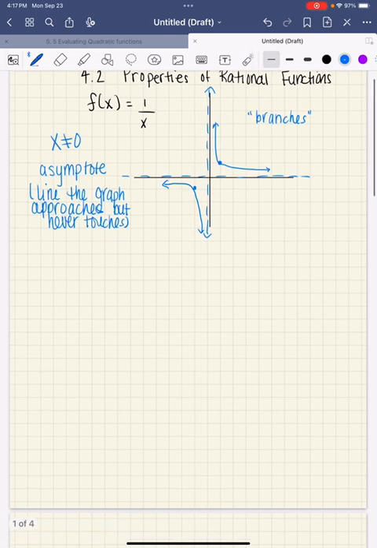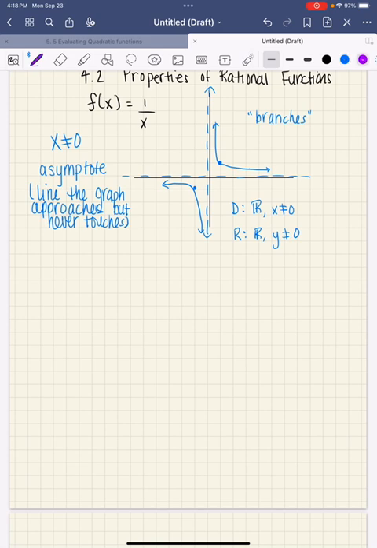Okay, so the domain of this function is all real numbers, x not equal to 0, and the range is also all real numbers, but y not equal to 0.